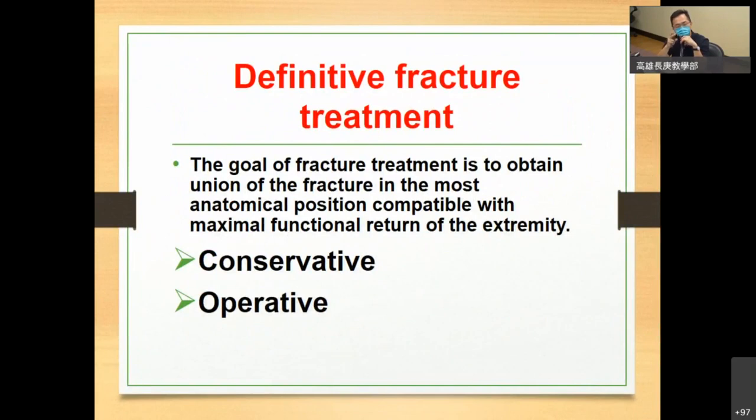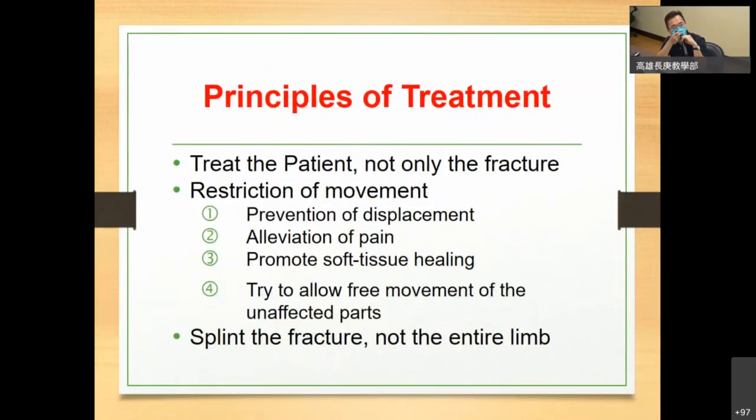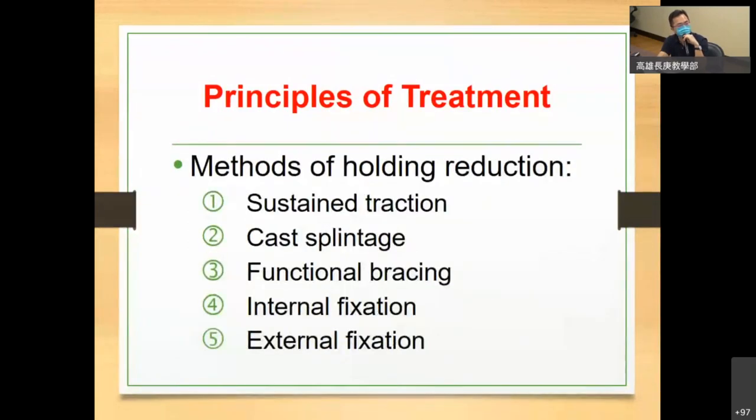So there are two ways to get bone union. The first is conservative treatment, and the other is operation. The principle of these two treatments is to get good holding reduction. That means we reduce the fractured bone and bring the ends together, so holding the length.